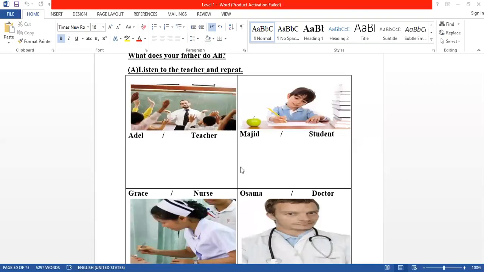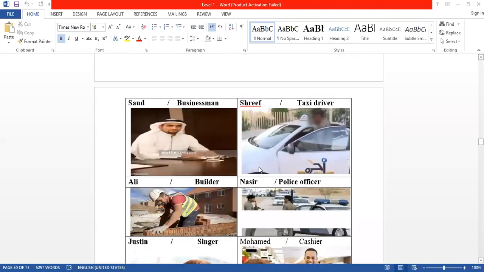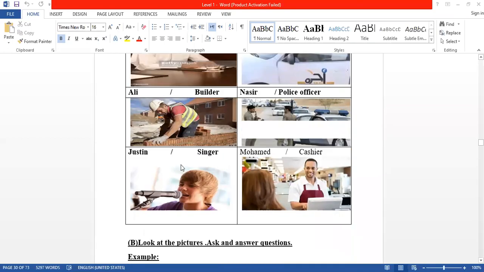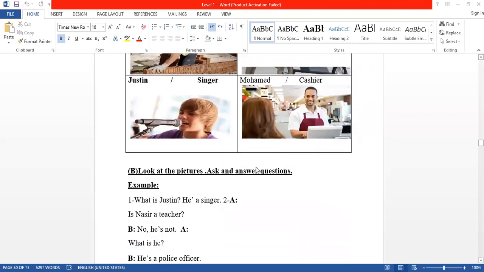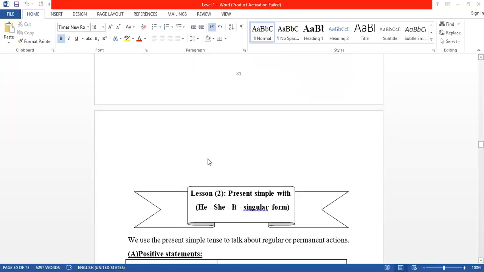And this is Grace, she is a nurse. And this is Usama, he is a doctor. And this is Saud, he is a businessman. This is Sharif, he is a taxi driver. This is Ali, he is a builder. This is Nasir, he is a police officer. This is Justin, he is a singer. And this is Muhammad, he is a cashier. And we have done this short conversation.